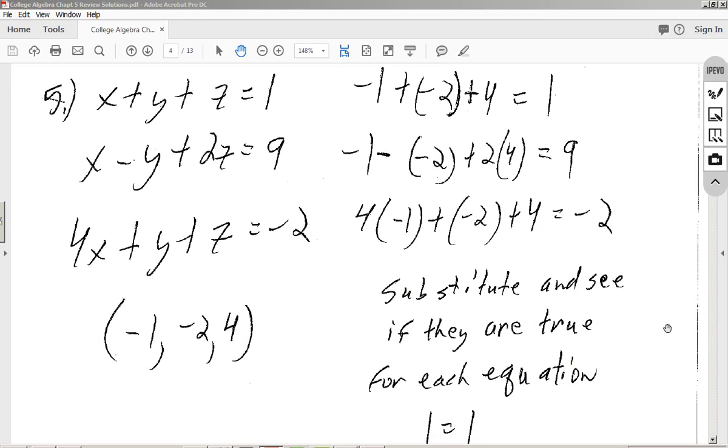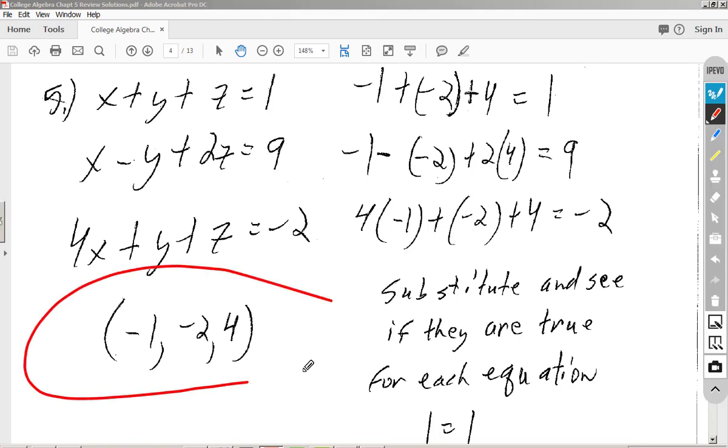On number 5, I've got 3 equations here. It says I have x plus y plus z all equals 1. I have x minus y plus 2z all equals 9. And I have 4x plus y plus z all equals negative 2. And it just wants to know if this ordered triplet is the solution or not.